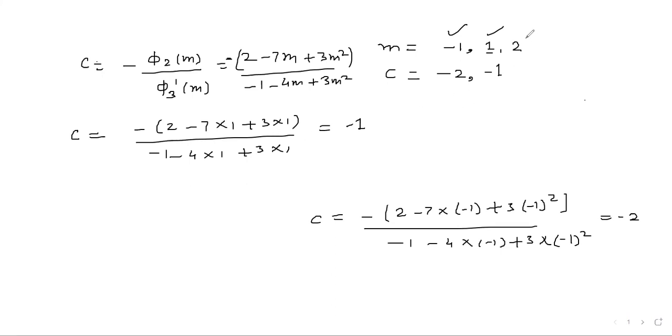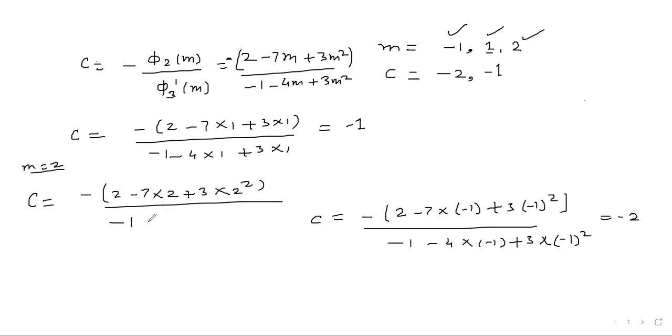Now let's take the value of m as 2 and put it here. So c will be, for m equal to 2, minus of 2 minus 7 into 2 plus 3 into 2 square, divided by minus 1 minus 4 into 2 plus 3 into 2 square. If we simplify, we will get 0. So we have got 0.